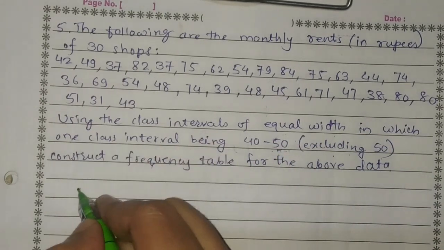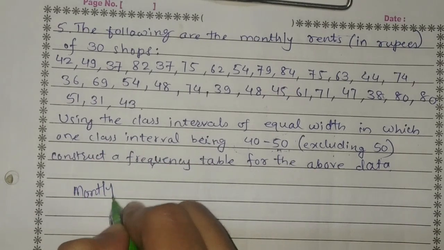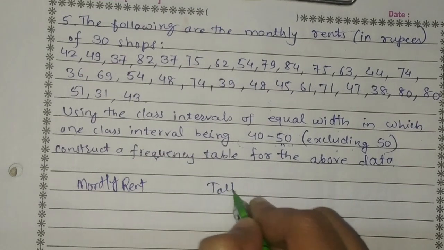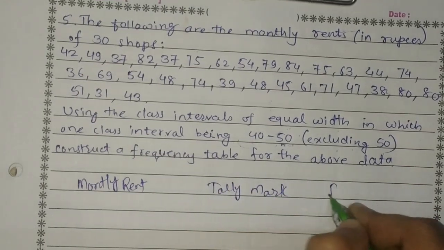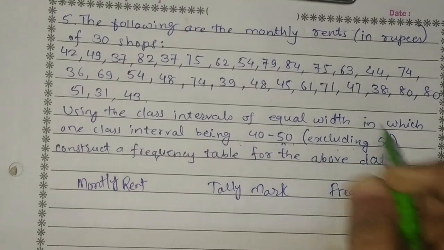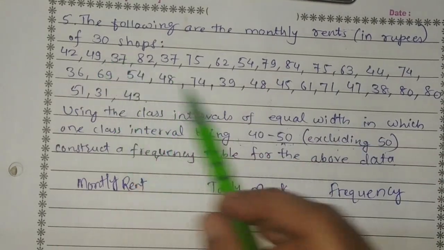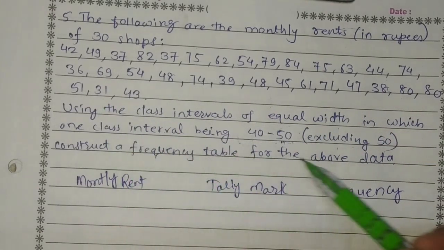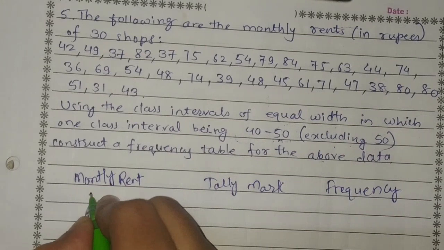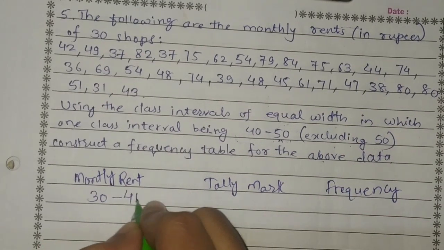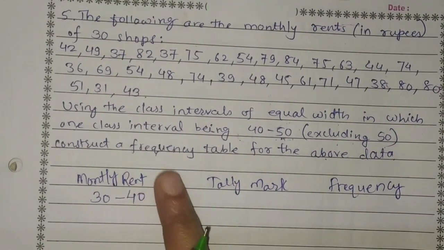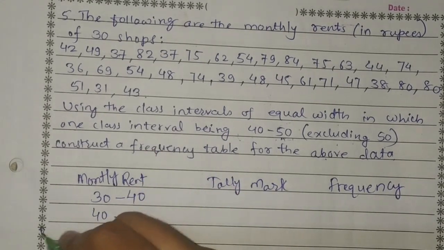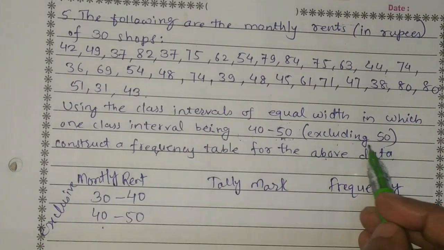So here first of all we'll make a table, monthly rent, which is going to be in rupees, and then next you can write tally mark, and then you can take a frequency here. So first of all, the lowest we can see here of the 30 shops is 31, meaning we want equal width. That means we'll start from 30 to 40. So first will be 30 to 40. 40 will not be included in this. Then we'll take 40 to 50. It is an example of exclusive. It is given in the question itself.